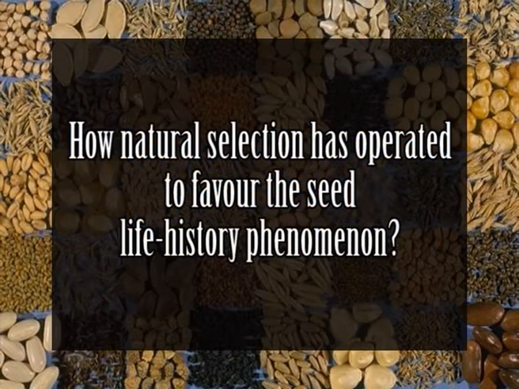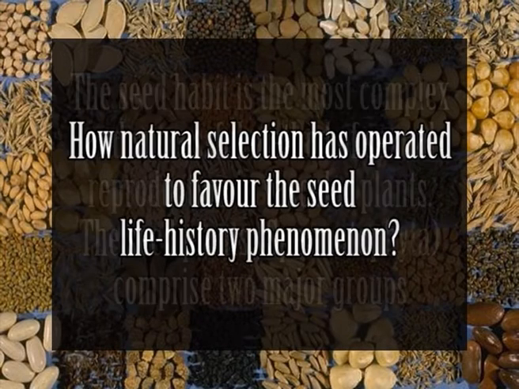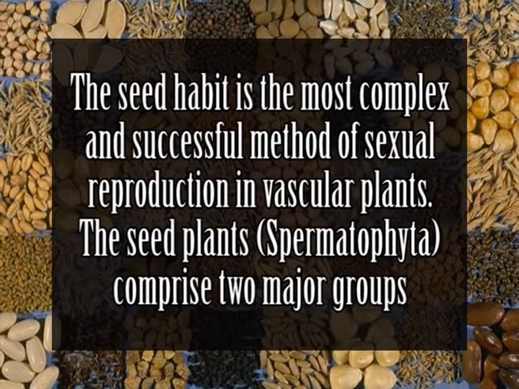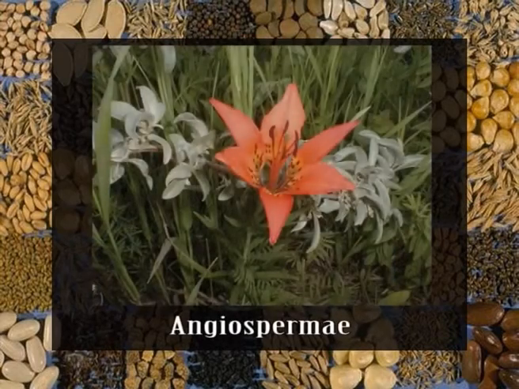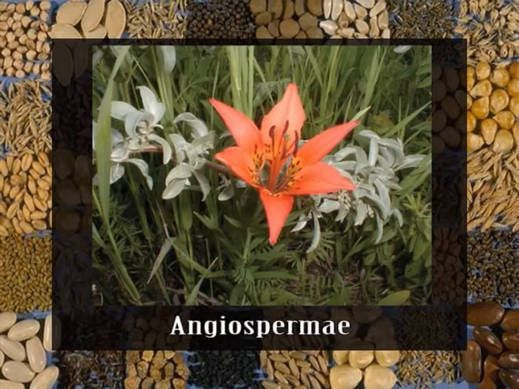And so, as far as the second important question is concerned, how natural selection has operated to favor the seed life history phenomenon. The seed habit, let me tell you, is the most complex and successful method of sexual reproduction in vascular plants. The seed plants, what we also call as spermatophyta, generally comprise two major groups. The acrogymnospermi, also referred to as gymnosperms, with a conservative estimate of about 800 living species, and the angiospermi, also referred to as angiosperms, with a conservative estimate of more than 250,000 living species.